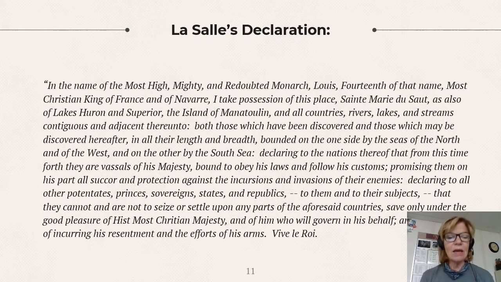You just say, "In the name of the most high, mighty, and redoubted monarch Louis the 14th of that name, most Christian king of France and of Navarre, I take possession of this place, Saint Marie du Sault." This might have been up the Great Lakes. "As also at Lakes Huron and Superior, the islands of Manitoulin, and all countries, rivers, lakes, and streams contiguous and adjacent thereunto." I'm just going to claim everything that's connected to this. So that's what he did.